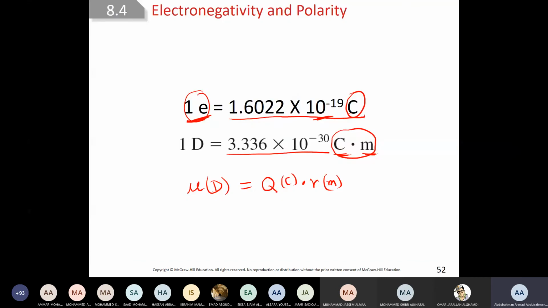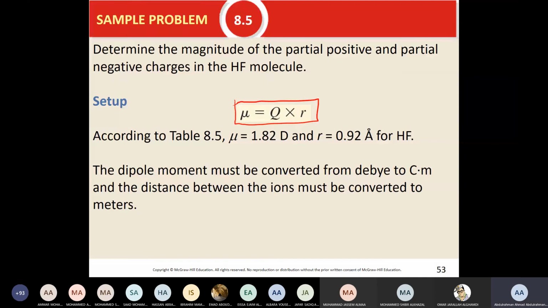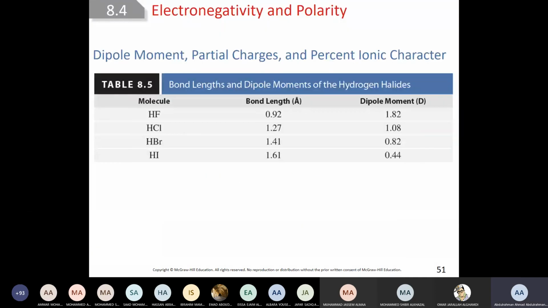Okay, good. Now, the dipole moment, which is μ, was calculated in debye for atoms, and the bond length, which is R, was calculated in angstrom. What's angstrom? One multiplied by 10 to the power minus 10. Exactly. Don't forget this also.